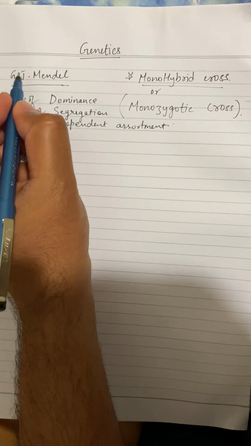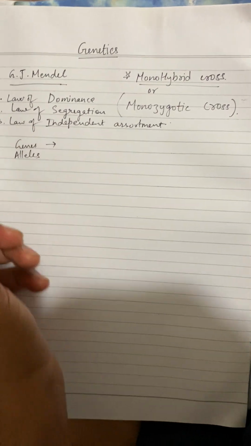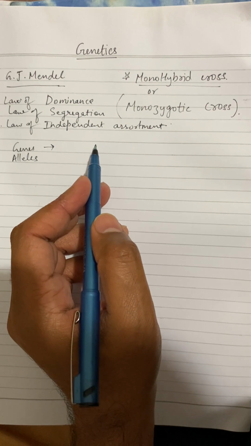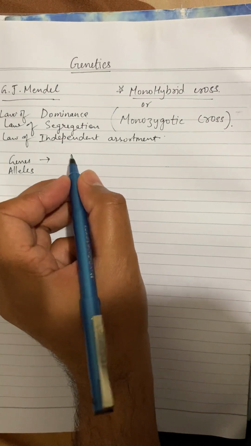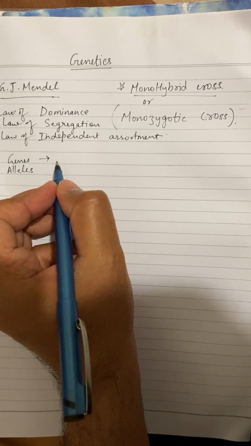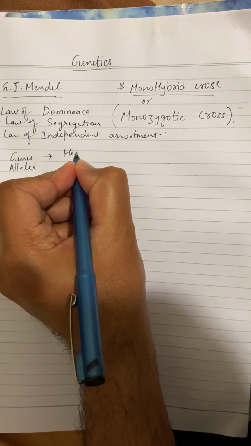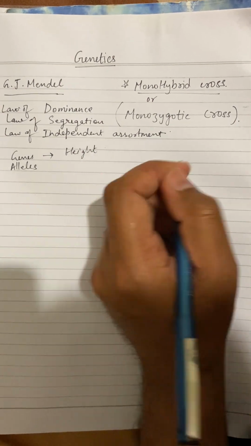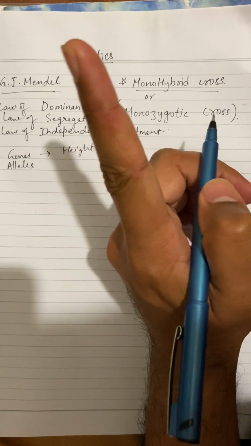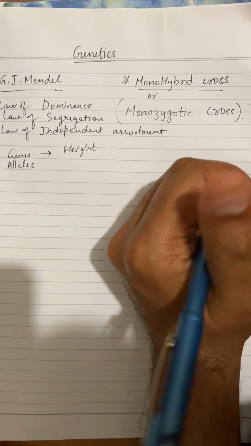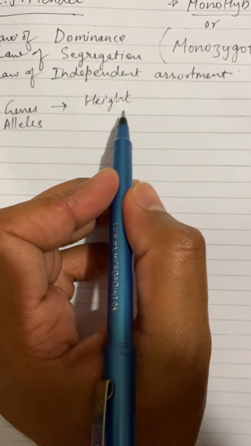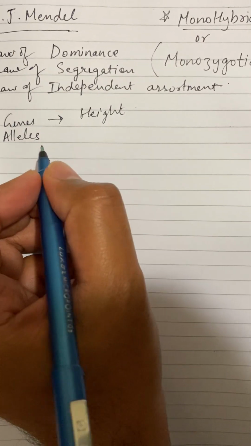G.J. Mendel was working on the garden pea plant, and he found that there are many genes. Out of those genes, let's take the example of the height of the pea plant. Because it's a monohybrid cross, monohybrid cross means we are using just one characteristic feature at a time. So the gene is controlling height.